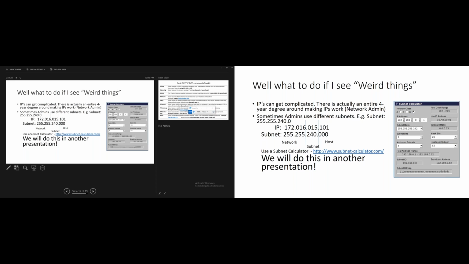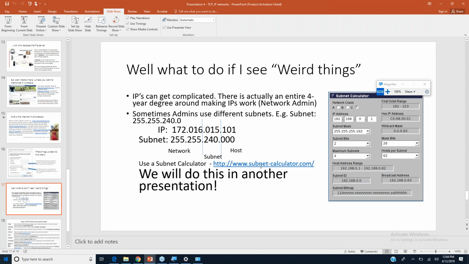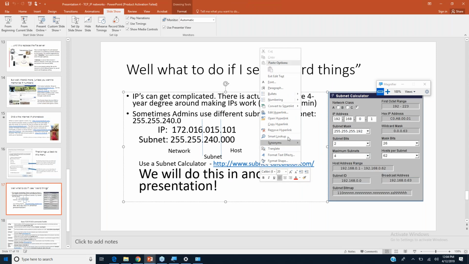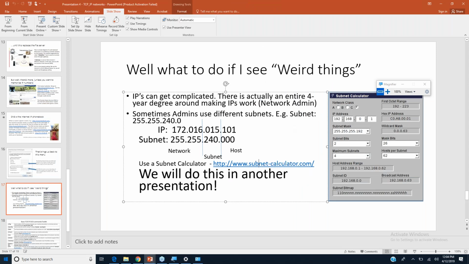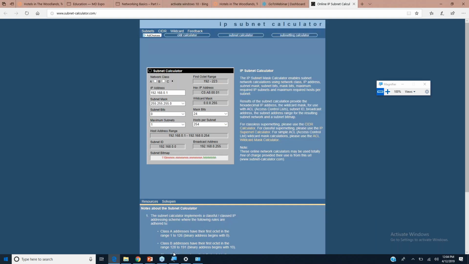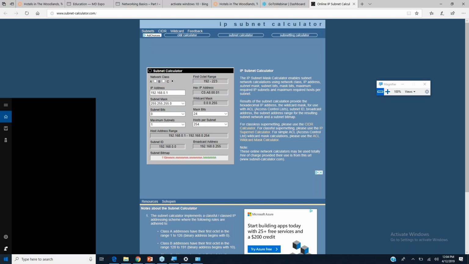Here's how you figure it out. You get what's called a subnet calculator. A subnet calculator will help you make sense of this. We should have internet access. I don't know if I can go to a subnet calculator or not, but I've got the link right here. So, well, that was bad. Oh, there we go. I'm going to right click and follow link. Open hyperlink. Yay. Here's a subnet calculator. I'm going to do my magnify.